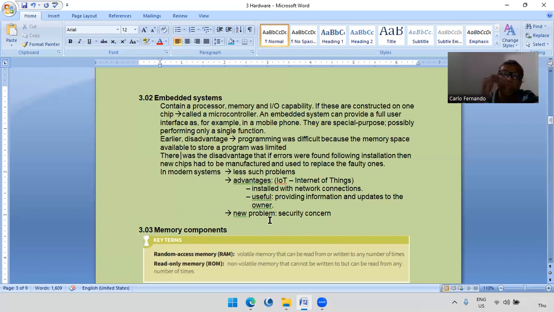But then there's a new problem. What is that? Security concern. Who is going to protect your devices from the internet threats?